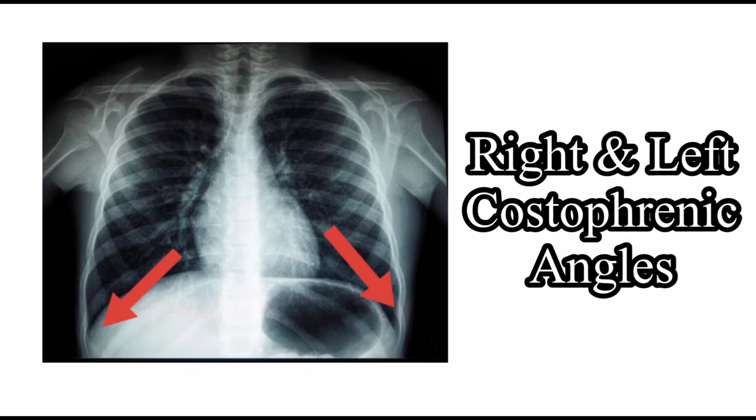What are costophrenic angles? The angles where the diaphragm meets the thoracic cage are known as costophrenic angles. There is a right costophrenic angle and a left costophrenic angle. The costophrenic angle appears as a sharp shadow, that is, it gets obliterated in case of pleural effusion because the fluid gets filled in the costodiaphragmatic recess.